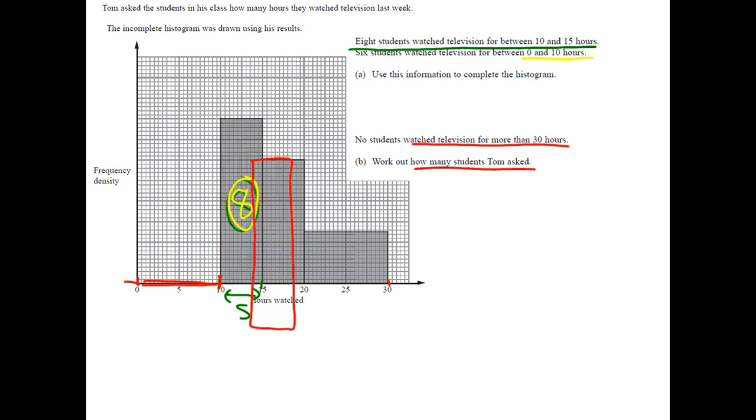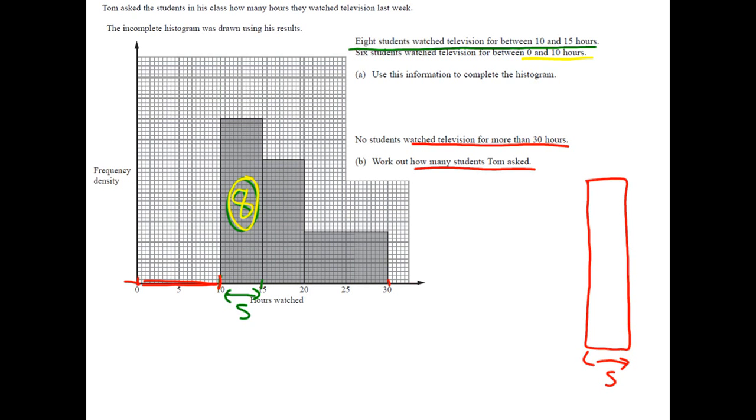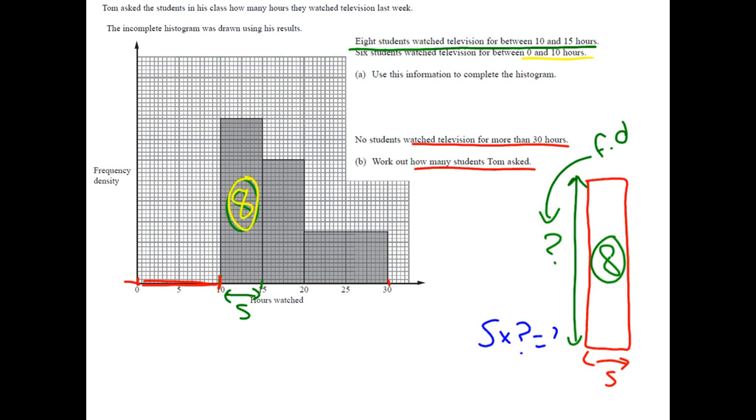So we take our rectangle to the side, we know it's 5 wide, we know the area is 8, okay, and what we want to know is how high up it goes, because that would be our frequency density. So 5 times something gives you 8. Well, we can do 8 divided by 5 to figure that out, and it is 1.6. Okay, so that is 1.6. So the frequency density going from across here is 1.6.